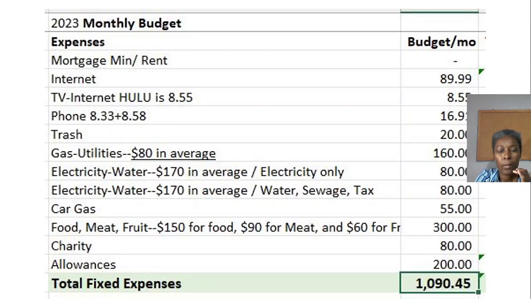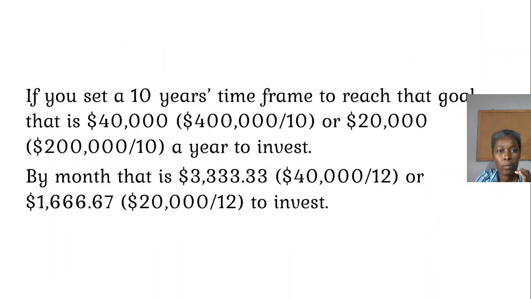So okay, let me go back. If you set a 10 years time frame to reach that goal, that's 40,000 for that $400,000, or 20,000 for that $200,000 to invest a year. So for a month, that's $3,333 if you are going with that $400,000, or $1,667 if you are going with that $200,000 to invest, that you have to invest a month.